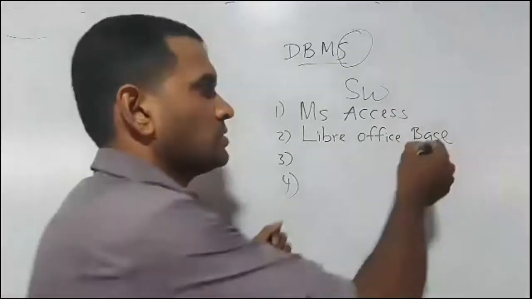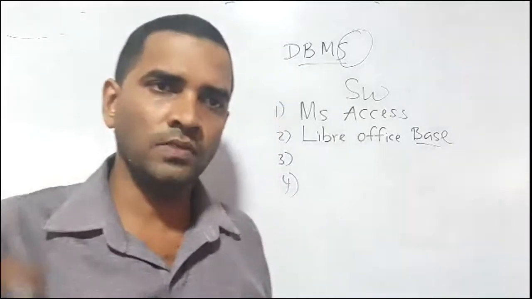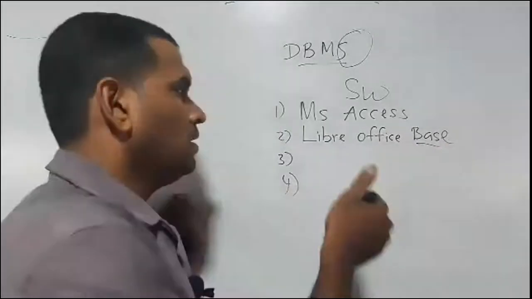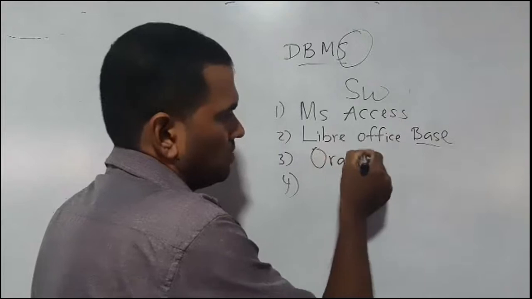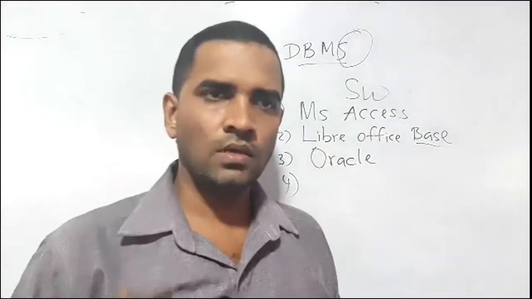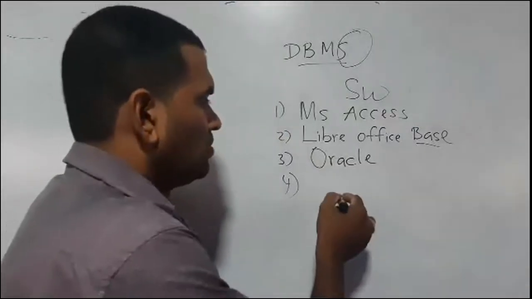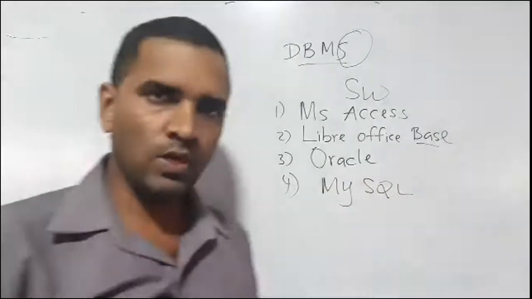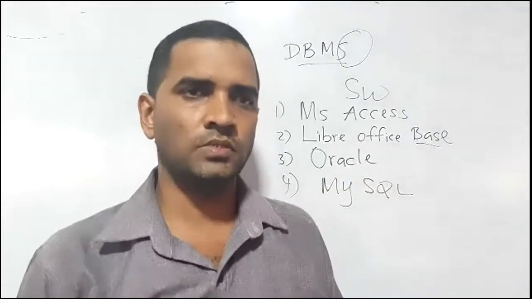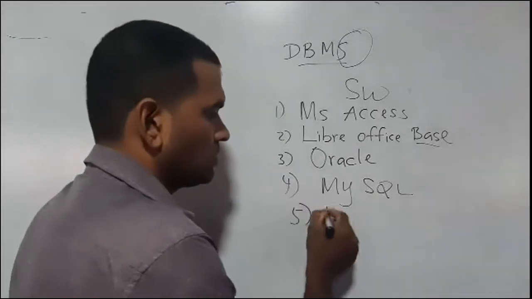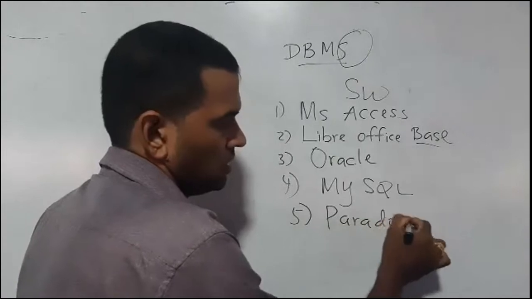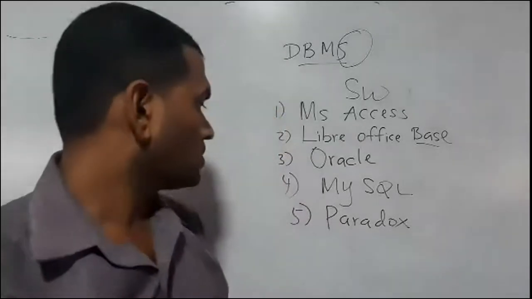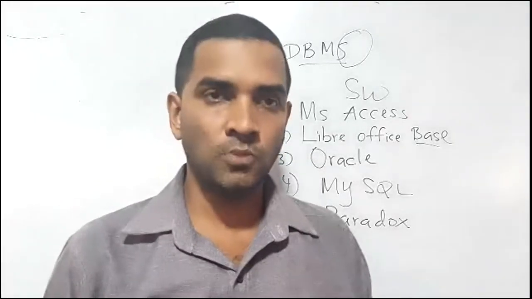LibreOffice Base. The word processor is known as LibreOffice Writer, but this one is related to database, that's why they gave this name Base. Of course you also have Oracle, another database management system software, and the most popular one is MySQL. MySQL is another popular DBMS. And we have Paradox. This list seems big, but I have taken five different DBMS programs.